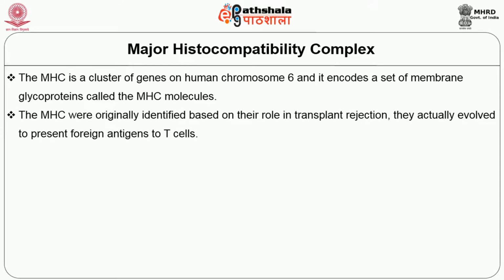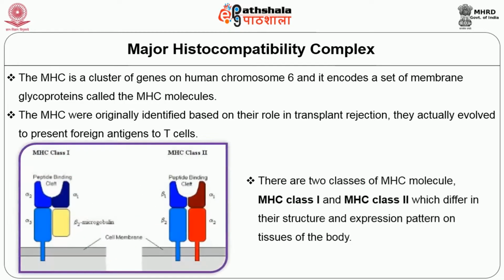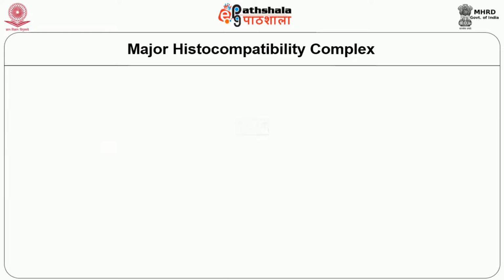The MHC were originally identified based on their role in transplant rejection. They actually evolved to present foreign antigen to T cells. There are two classes of MHC molecule, namely class 1 and class 2, which differ in their structure and expression pattern on tissues of the body.